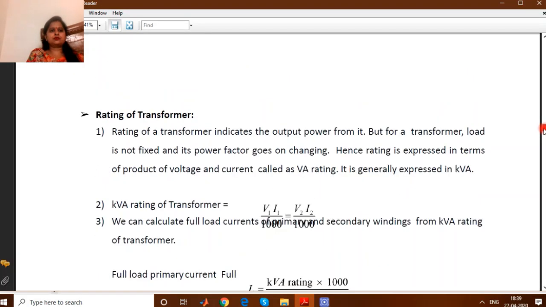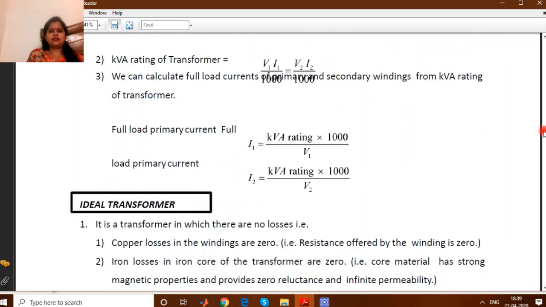So next we'll come to the rating of a transformer. The rating of a transformer is given in kVA, kilovolt ampere. So if we have the rating of the transformer, suppose a 100 kVA transformer, we can get the primary current and secondary current from this rating. If we have the kVA rating and voltage rating of the transformer, because transformer rating is always given in kVA, plus primary voltage and secondary voltage, right?